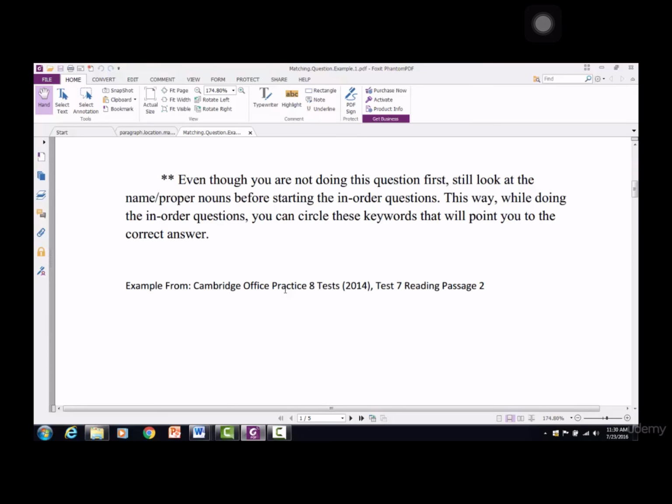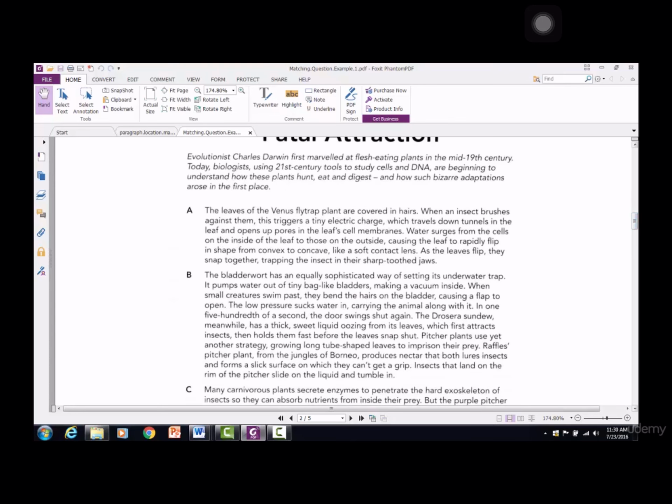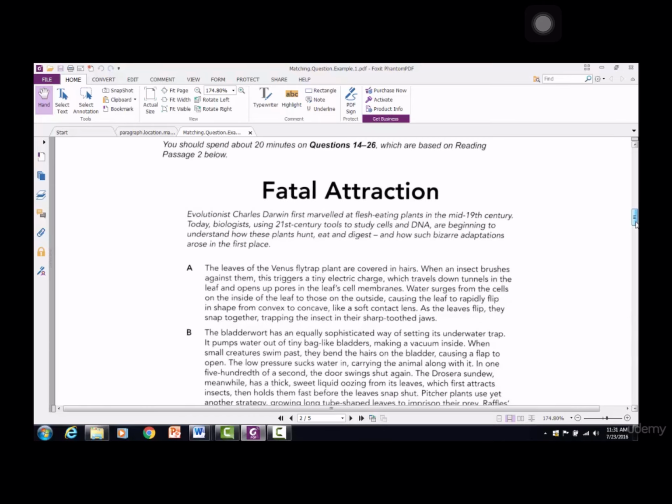This one is coming from the Cambridge Official Practice Test 8. This is from test number 7, and it's reading passage 2. And it's the one that's dealing with, let's see, fatal attraction. All right, fatal attraction. One good thing that I find when you're studying for the IELTS exam for reading comprehension is that you're actually going to become a lot smarter, because they have reading passage topics about so many different things. So one benefit from doing the IELTS exam is that you're going to get a lot more general knowledge about a lot of different topics that you probably wouldn't normally read about.